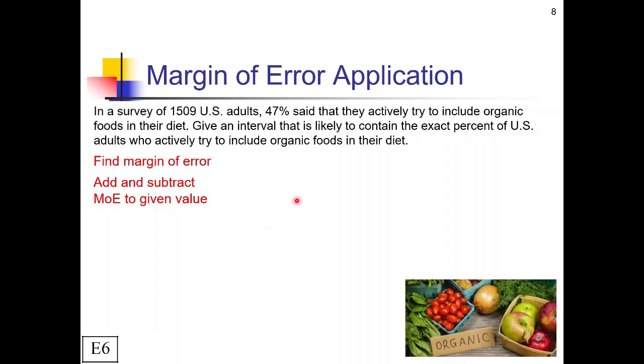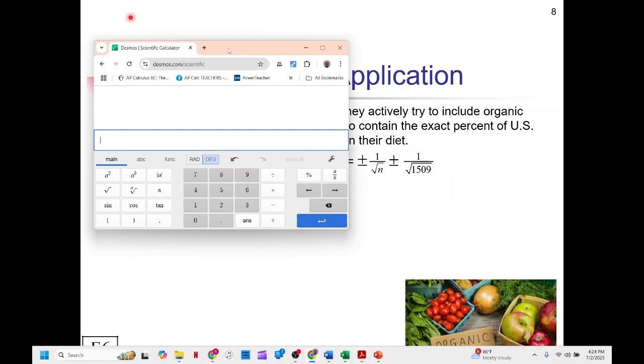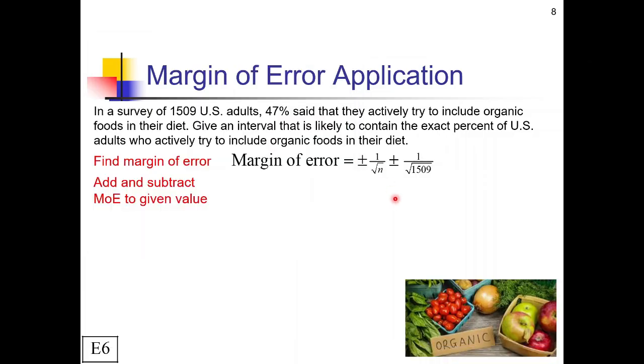All right, so first step, finding the margin of error. We're going to do plus or minus 1 over the square root of 1509. That's our 1 over square root of n formula again. Let's run those numbers. So I've got 1 divided by square root 1509. And that comes out to, if we just round this off to the nearest tenth of a percent, 2.6-ish percent.